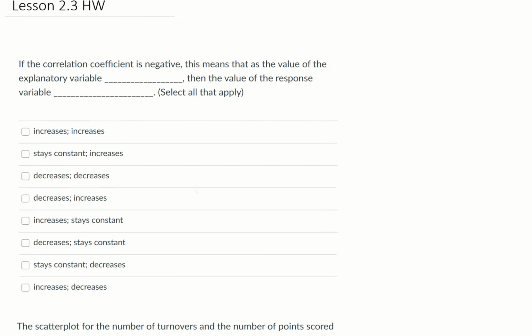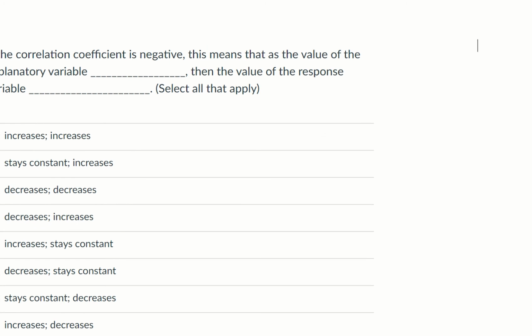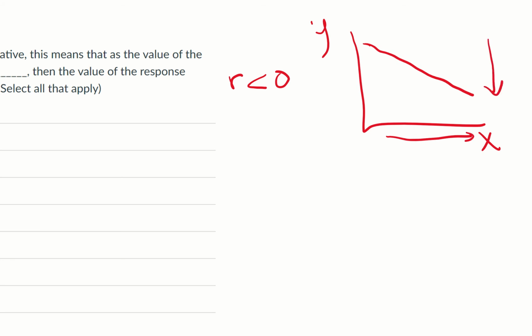So the first question: the correlation coefficient is negative. This means that as the value of the explanatory variable blank, then the value of the response variable, and then fill in the blank. So basically, remember the correlation coefficient is r, and if that's negative, which means it's less than 0, for example negative 0.5, that basically means this is x, this is y, right? If it's negative, that means it's going down, like this. So as the x increases, it looks like the y decreases, right?